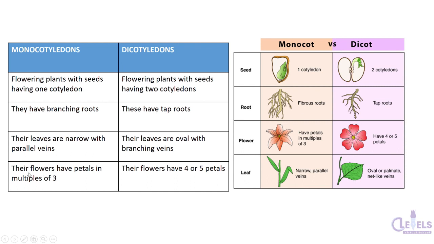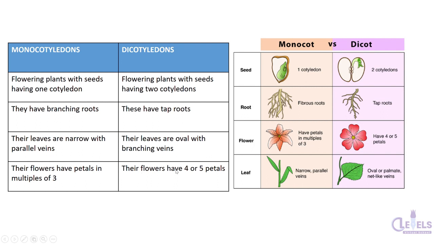It's easier. Now, monocotyledons have flowers with petals in multiples of 3. So they have 3 petals, and then they have 3 petals downward, and then they have 3 petals coming up. If they have more petals, there will also be 3. It could be 3, 6, 9. It's multiples of 3.